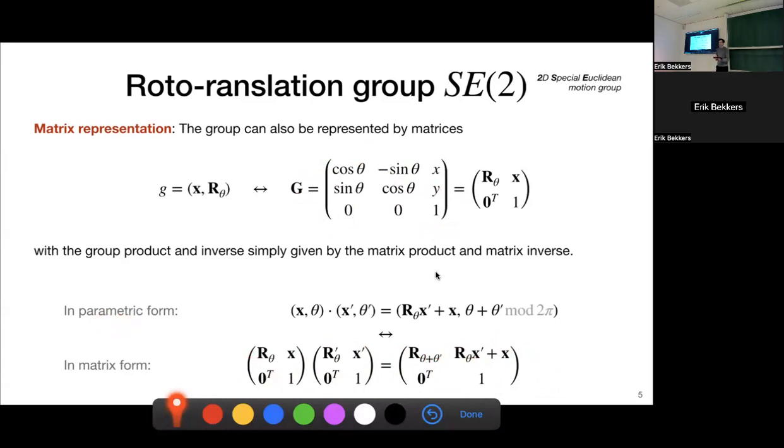Another way is to do this in parametric form. So we have a translation and rotation angle, and I want to stay in this representation. Well, this is the translation, and the angle will be the sum of the two angles modulo 2 pi. So we're somewhat free in how to represent our transformations.